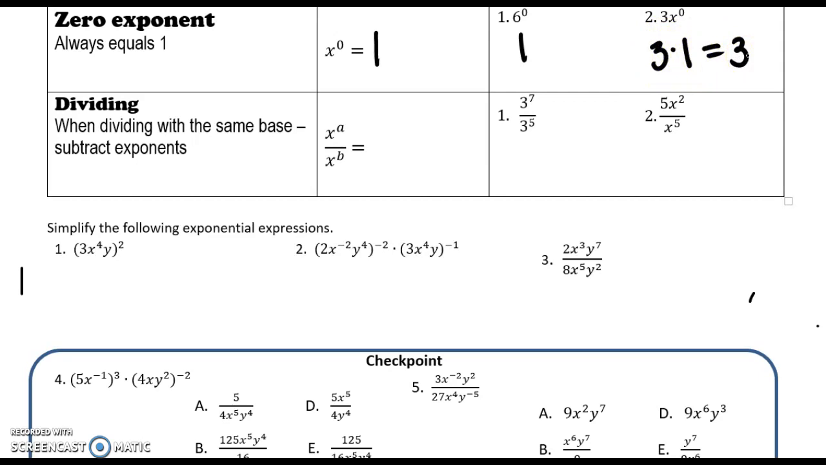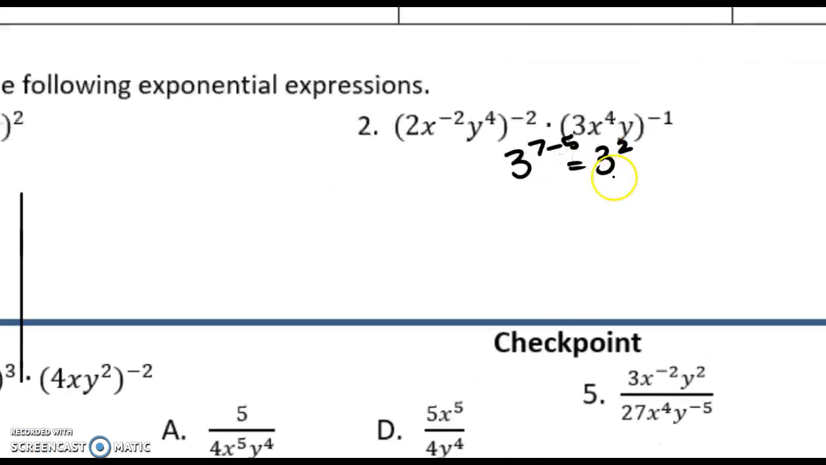Lastly, dividing. When dividing with the same base, you subtract. So x to the a divided by x to the b is x to the a minus b. So here it's 3 to the 7 minus 5, which is 3 squared.